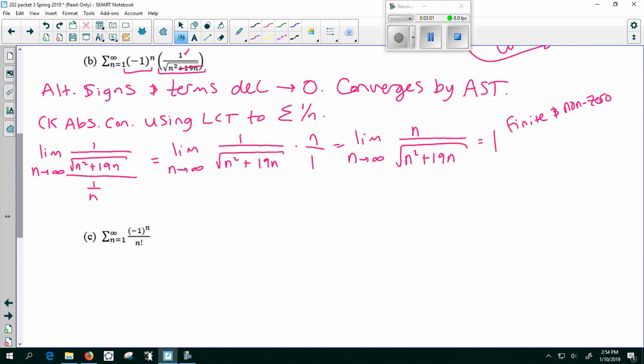which means that my series has the same behavior as my comparison series. My 1 over n, the harmonic series, we know diverges, which means that my series also diverges. Right, the absolute value diverges. So the original series converged, the absolute value diverges, which means we have conditional convergence.